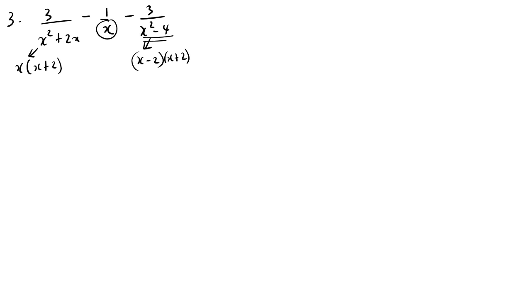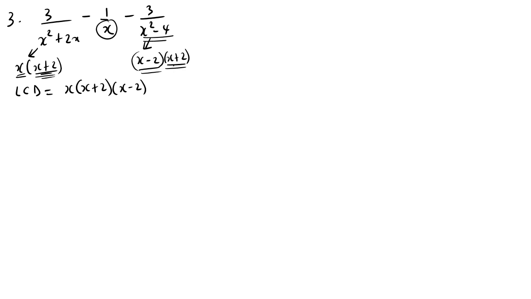So that means my LCD will be x times, okay, I have x plus 2 here repeating here. So I'll just keep that as x plus 2. I'm choosing x, choosing x plus 2 because they repeat. And I'm going to choose x minus 2 next. So this is going to be my least common denominator, or lowest common denominator.